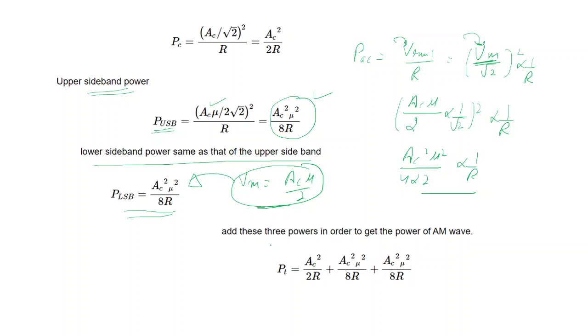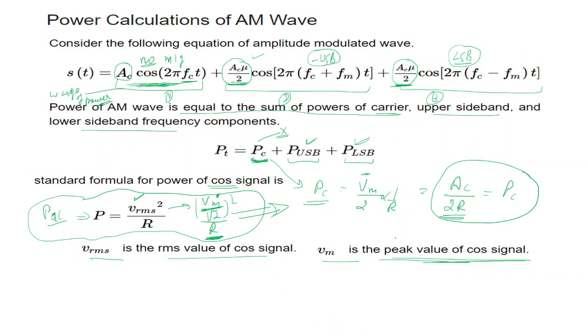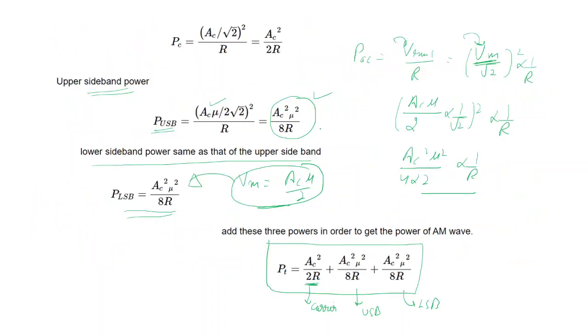Now we will add all the three powers. What we are getting as the result is in this way. This is the power of the carrier, this is the power of the upper sideband, this is the power of the lower sideband. Now as I told you, when we are talking about the power of the carrier, you can observe here this first part is nothing but the wastage of the power. How this is the wastage of the power, I'll explain in the next slide.